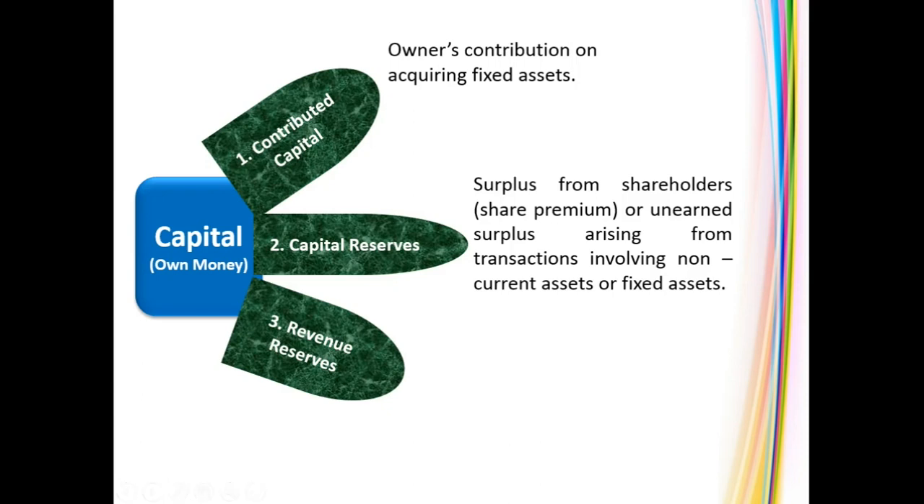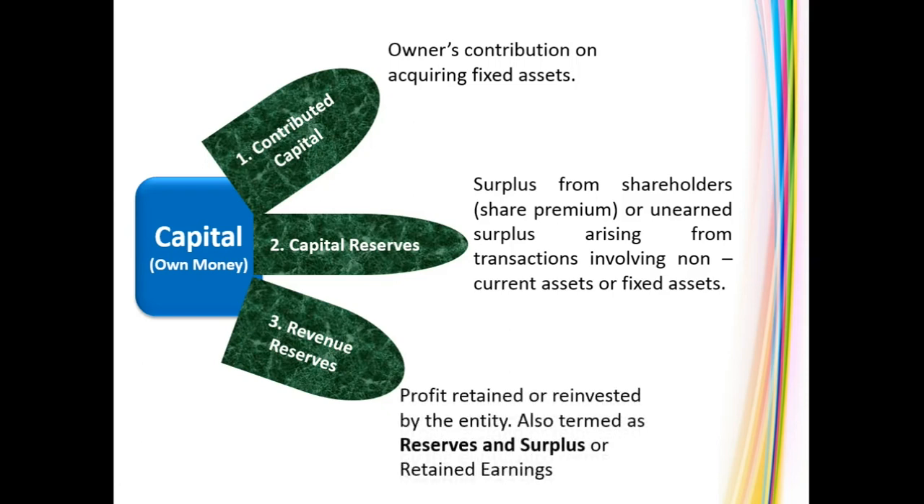Now let us go to the third one, which is revenue reserves. As can be seen, it is profit retained or reinvested by the business entity. It is also termed as reserves and surplus or retained earnings. All of these three terms mean the same thing.